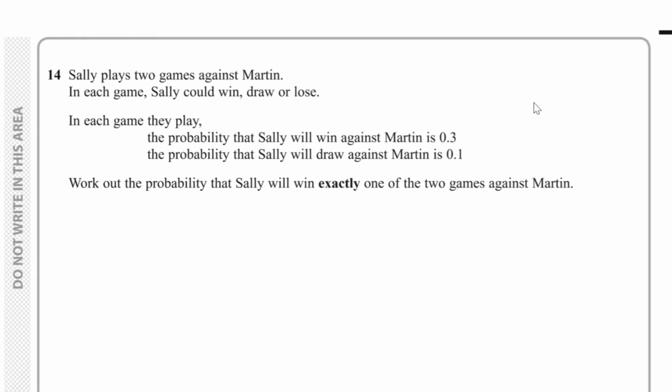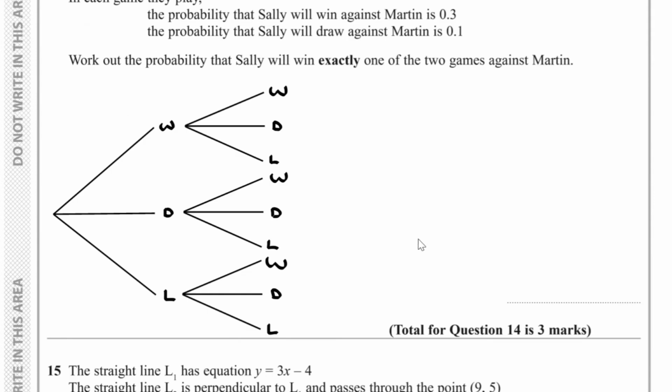Question number 14. Sally plays 2 games against Martin. In each game, Sally could win, lose or draw. And in each game they play, the probability that Sally will win against Martin is 0.3. The probability that Sally will draw against Martin is 0.1. We have to work out the probability that Sally will win exactly one of the 2 games. To do this question, I think it will be a good idea to draw a tree diagram showing the different outcomes to begin with. So here we've got a tree diagram showing our different outcomes now.